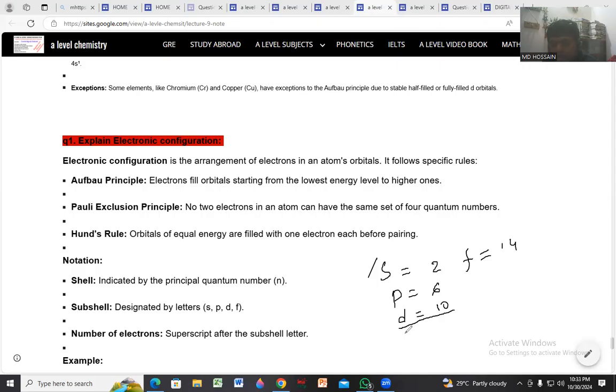So what is the Aufbau principle? Electrons fill orbitals starting from the lowest energy level to the higher energy level. This is the Aufbau principle. Lowest energy level to higher energy level. So we will try to understand the concept, right?